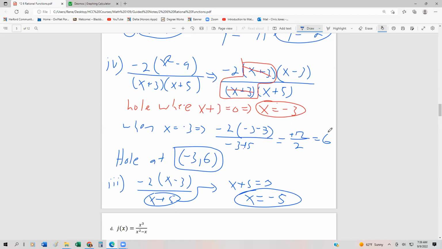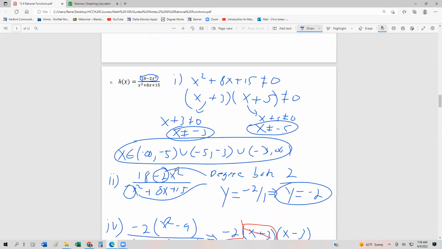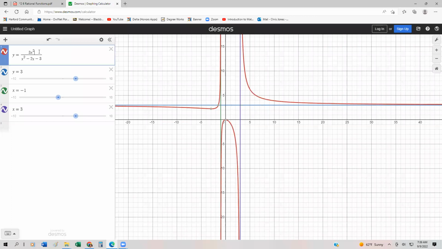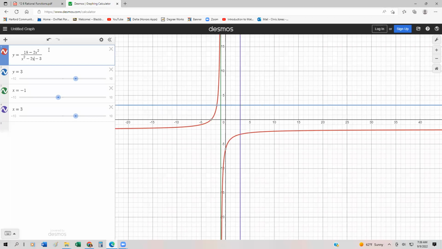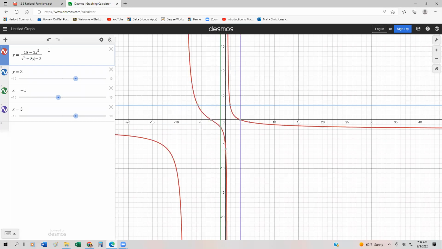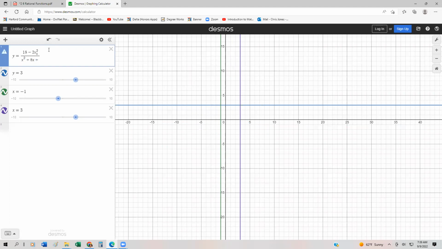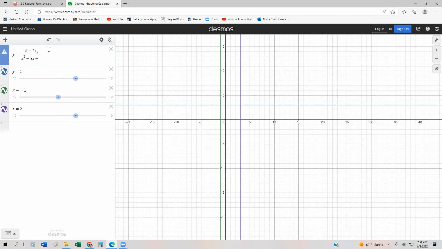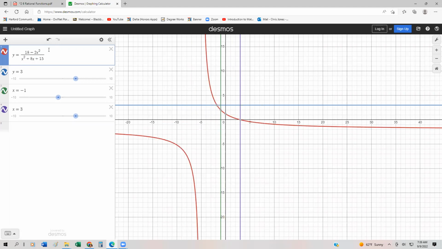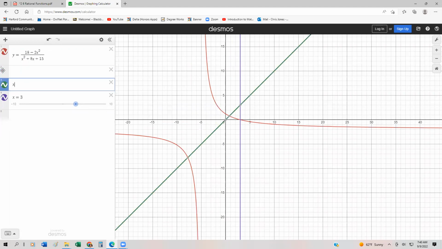Right? Now, let's go through and make sure all this makes sense. So I'm going to go ahead and graph this, our original function, a bit of a pain, but that's okay. So it was 18 minus 2x squared over x squared plus 8x plus 15. All right, and let me get rid of these lines because we don't need those anymore. They were from a previous problem.